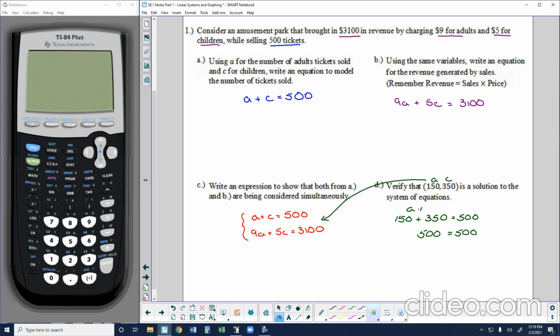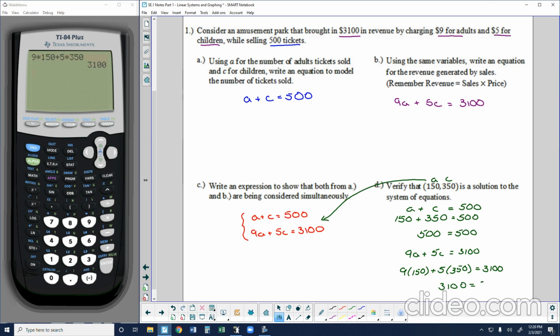Let's rewrite this. If I started with A plus C equals 500 and substituted in 150 and 350 for A and C, I'd get 500 equals 500. So it is going to satisfy the first equation. Now let me do the second equation, 9A plus 5C equals 3,100. So let me take 9 times 150 plus 5 times 350 and see if that's going to equal 3,100. We can head over to the calculator here if needed. 9 times 150 plus 5 times 350 is 3,100.